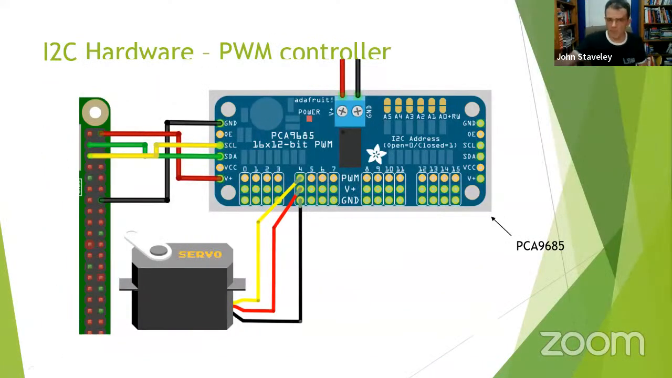Okay, so now I've got my I2C interface here. I want to control some things with it. So I'm using a PCA 9685. So this can be used to control any number of different PWM devices. So here I've got set up a servo. And as well as positive and negative, you've also got the standard clock and standard data lines going into the Raspberry Pi. And that can control up to 16 different devices.